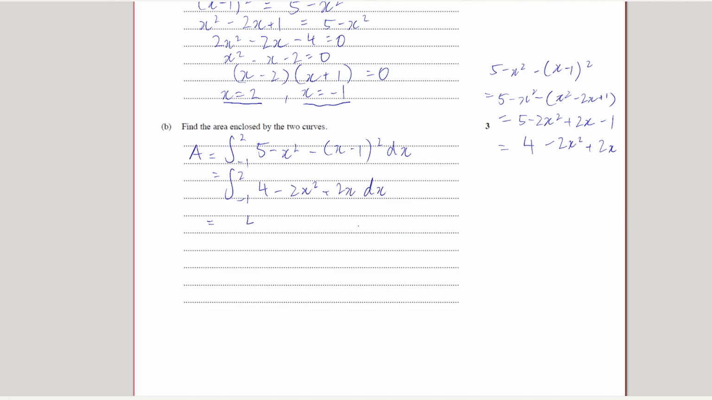Alright, so now let's integrate: 4x minus 2 on 3 x cubed plus x squared, and then they go from negative 1 to 2. So now you have to plug in those values, and if you put this into your calculator, you should get 9. Alright, that's your answer.